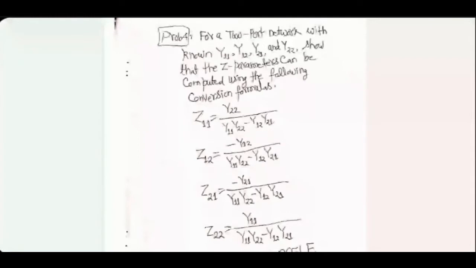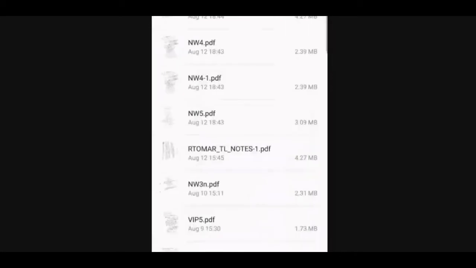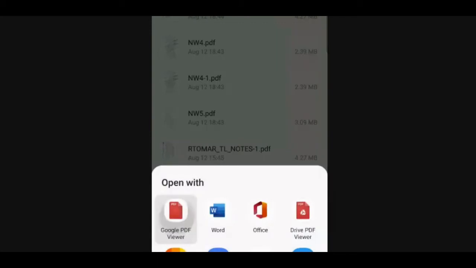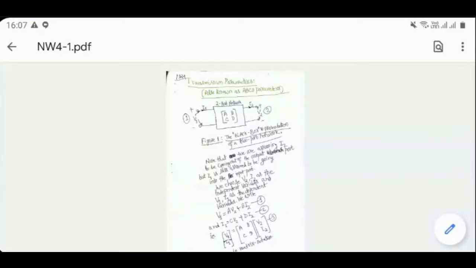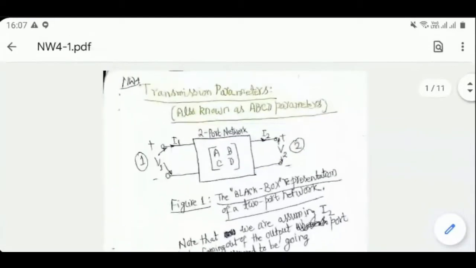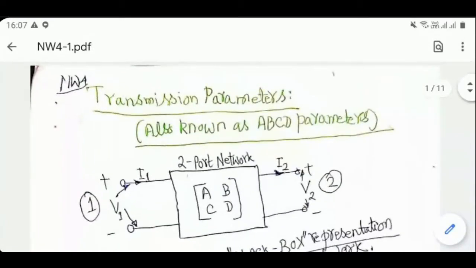Now I want to move to the third category of parameters, which is called ABCD parameters. Let me close this document. They are also known as transmission parameters. Both the names are common, ABCD parameters or transmission parameters.